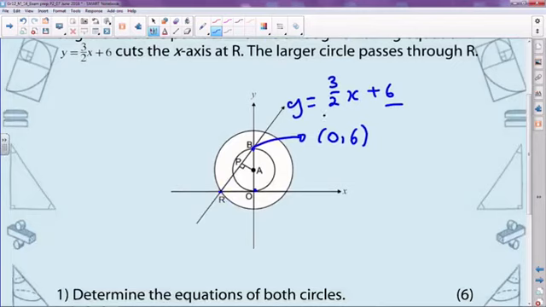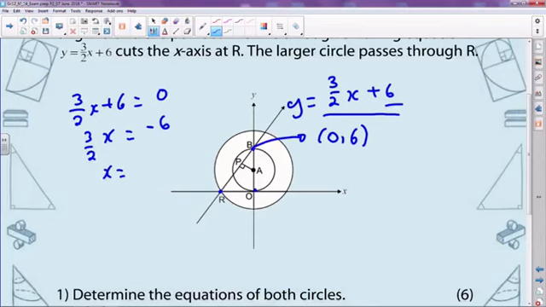I can also then work out what the x-intercept at point R is. Given that I've got the equation of the straight line, if we let y equal 0, I can work out that x is going to be minus 6 divided by 3/2, so that I can solve for x. Remember, when you divide by a fraction, you invert and multiply. All right, and what does that give me? It's going to be minus 12 over 3, which is minus 4.